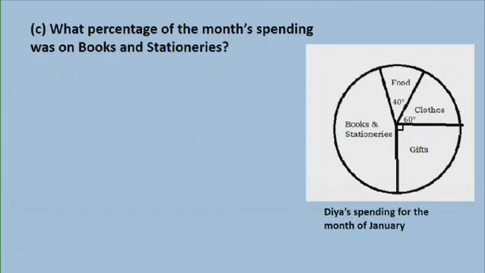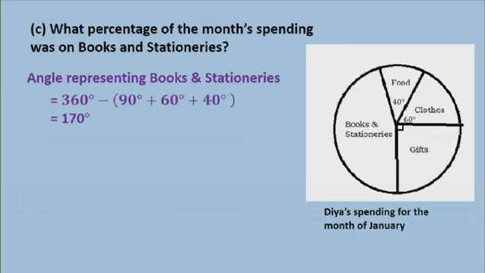Part C, what percentage of the month's spending was on books and stationeries? So we need to find the angle representing books and stationeries. Remember, I said that for a pie chart, the sum of angles is 360 degrees. So the angle representing books and stationeries will be 360 degrees minus the three other angles, that is 90 degrees plus 60 degrees plus 40 degrees. So I get 170 degrees as the angle representing books and stationeries.